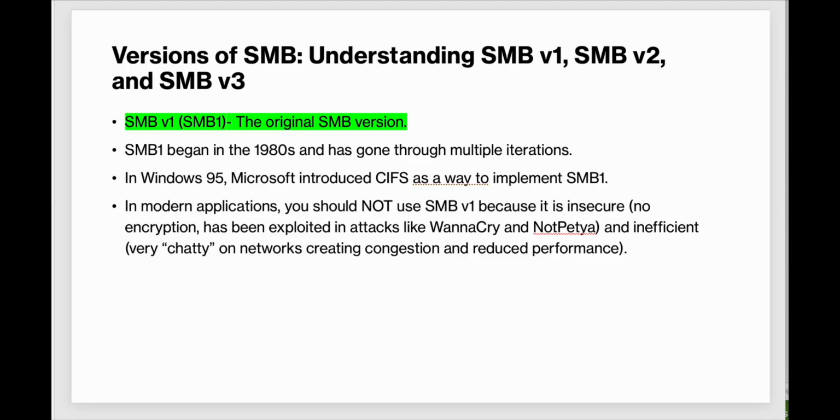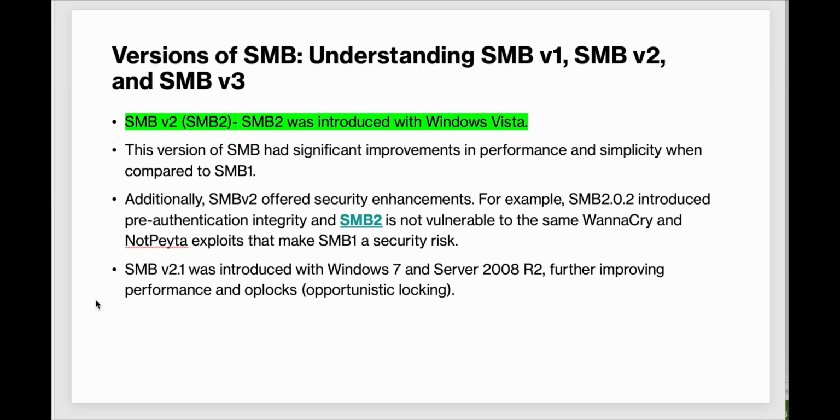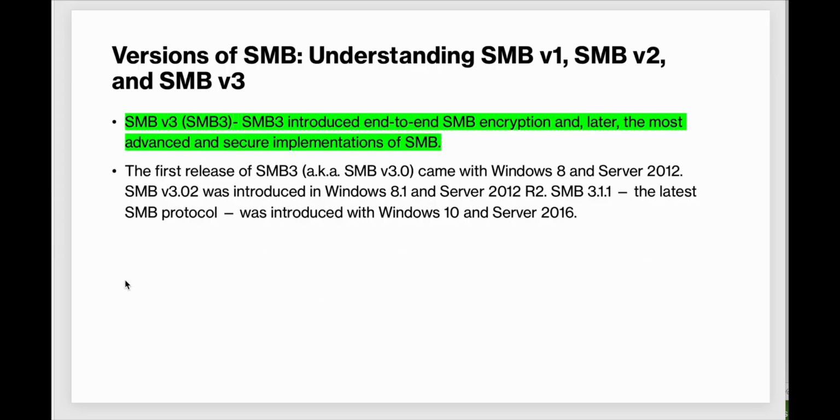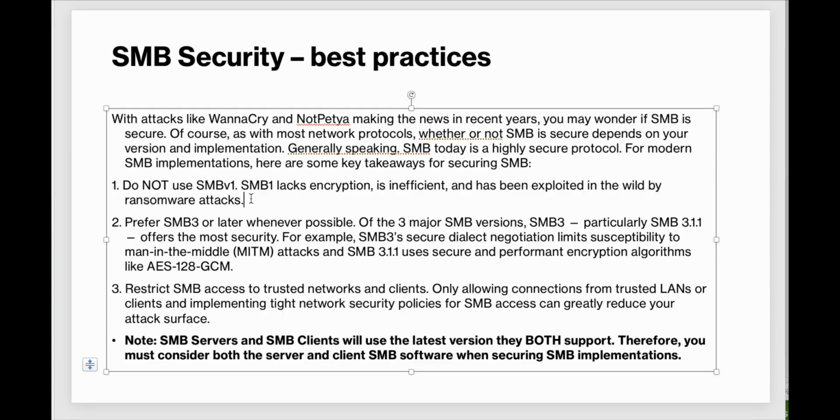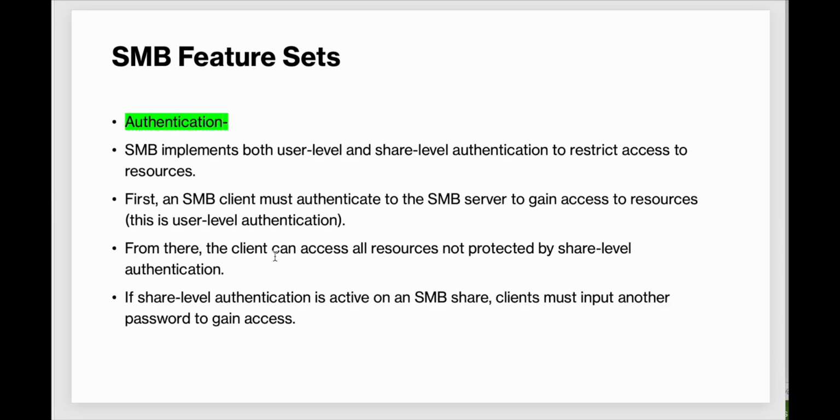So the WannaCry virus is horrible, and it's very chatty, meaning it sends everything out in plain text and everyone else can read it. V2 offered more improvements, and finally we have V3, which introduced end-to-end encryption. So when you can, please use V3. Best practices: do not use V1. Use SMB v3 whenever possible. Right now we have, for example, SMB 3.11, and this can mitigate man-in-the-middle attacks and such. Those are some of the best practices.